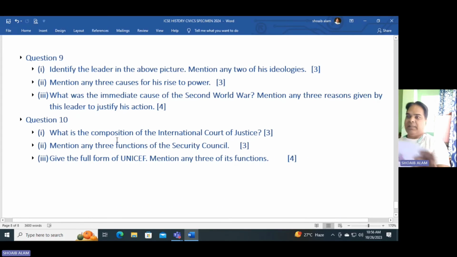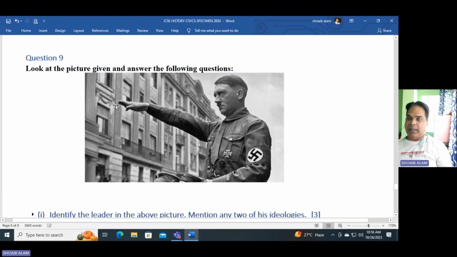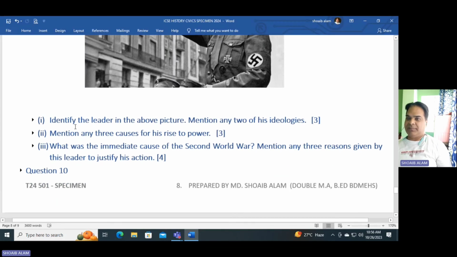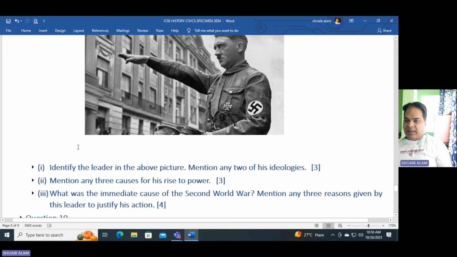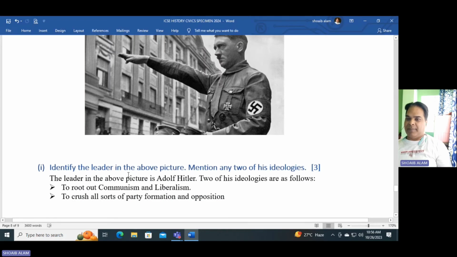Now, number 9, identify the leaders in the above picture. Okay, so let us see the picture. So, this is the picture. Obviously, Hitler. Identify the leader in the above picture. Mention any two of his ideologies. See here, the leader in the above picture is Adolf Hitler.